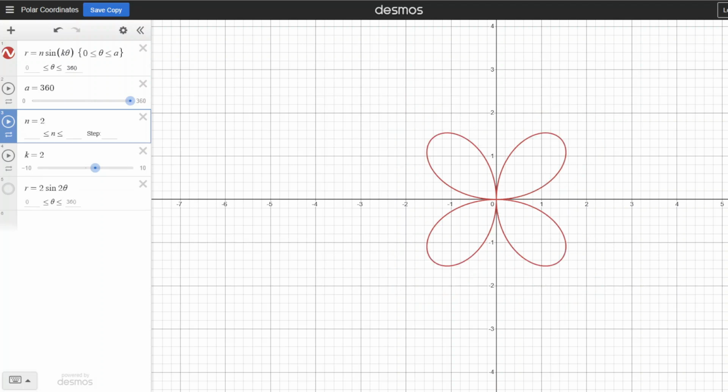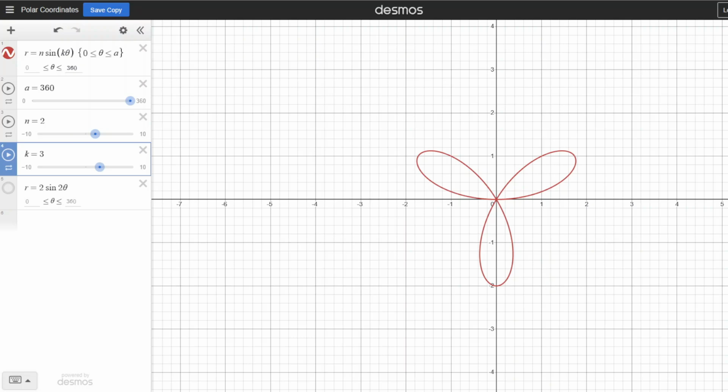Let's now look at the value of k. In our example, we have a value of k equal to 2. Note that 2 is an even number and we have 4 petals. I've now changed k to equal 3, and as you can see, we now have 3 petals, which is equal to the value of k. Note that this time k is an odd number.